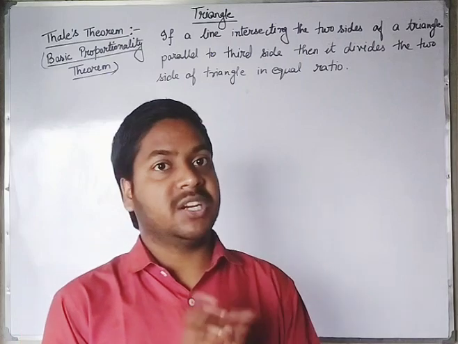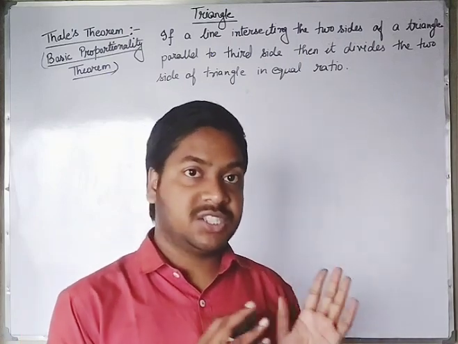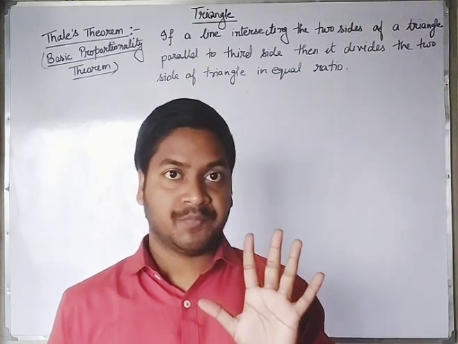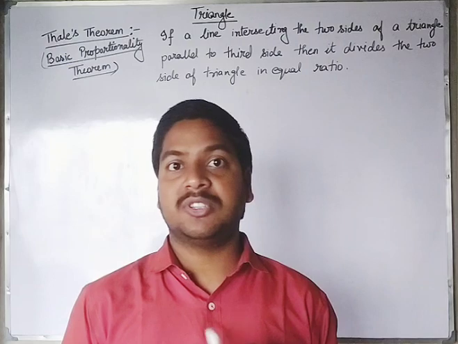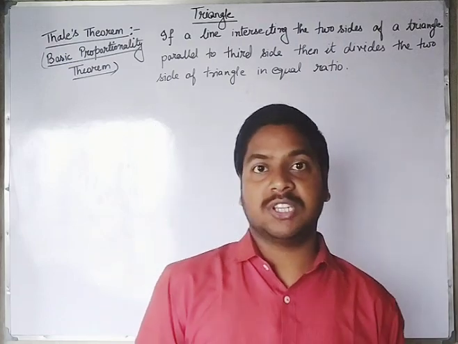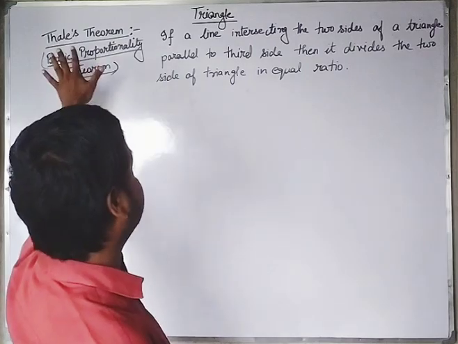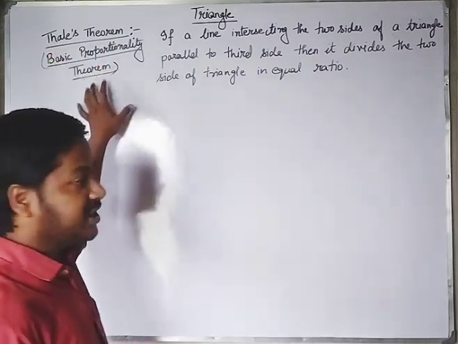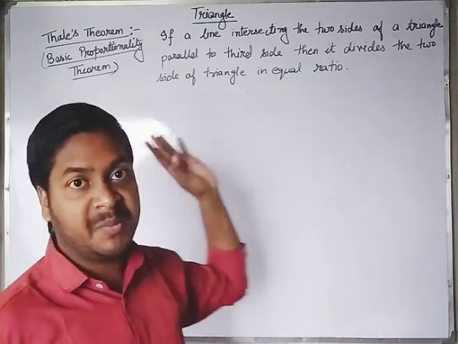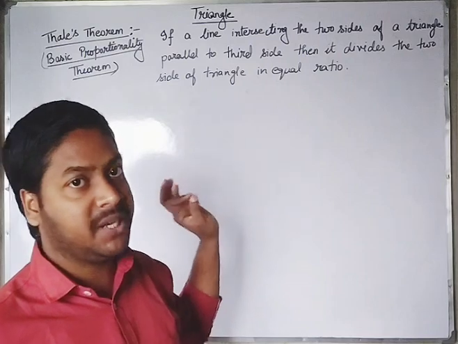Before starting the similar triangle, we will study the first theorem of this triangle, and in this chapter there are 5 theorems. All these 5 or more than 5 also, but these 5 theorems are the most important theorems for your board examination. Here the first theorem is known as Thales theorem, or another name of this theorem is basic proportionality theorem, or it is also known as BPT. Basic proportionality theorem, it means BPT.